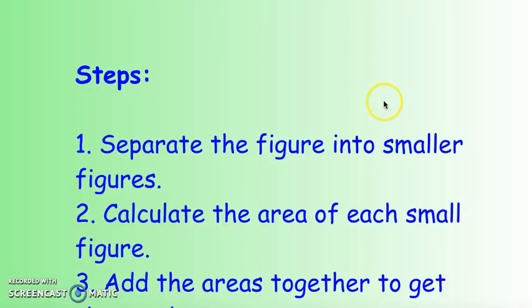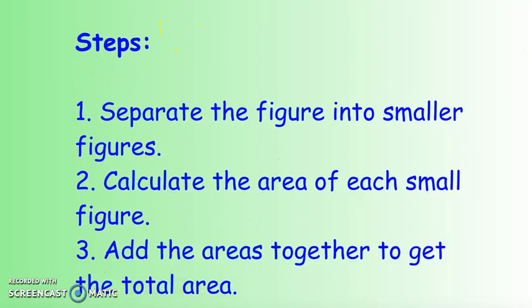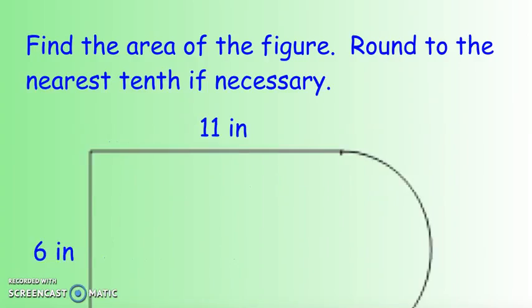Let's look at the next one. Let's look at the steps. What we did is we separated the figure into smaller figures, then we calculated the area of each small piece, and then we added them together. Those are the 3 steps that we did. You are welcome to write these down in your vocabulary notebook, or in your notebook. Okay, so here's our next one.